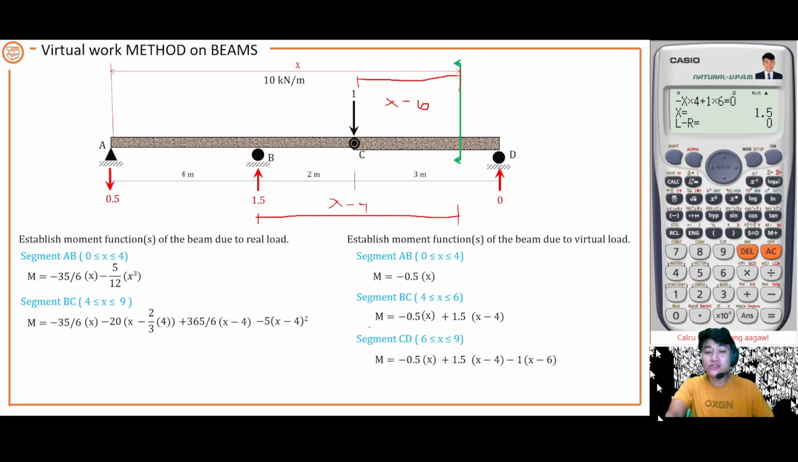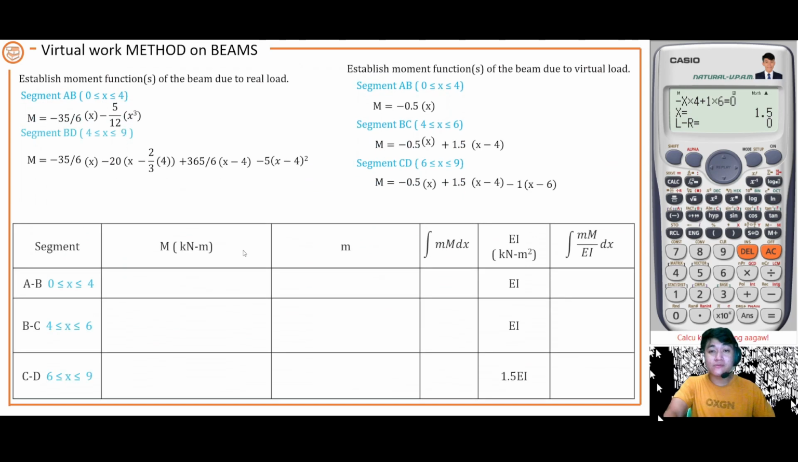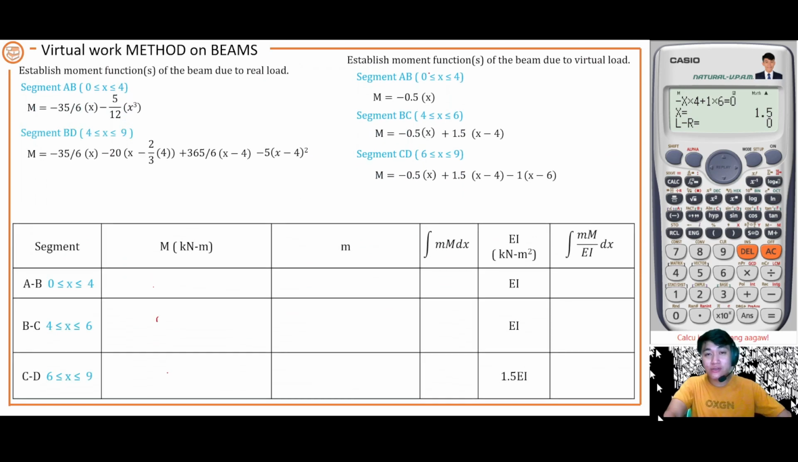Okay, so these are your moment functions for the virtual load, and these are your moment functions for your real load. All you have to do is to tabulate this. So we have 3 rows here because, whichever has more segments between the real and virtual, that should be the number of rows. So we have 3 segments here. Earlier we had 4 segments for the real load, so therefore we had 4 rows. However, for this one, we have only 2 segments for the real loads, but for the virtual, 3 segments. So we need 3 rows here.